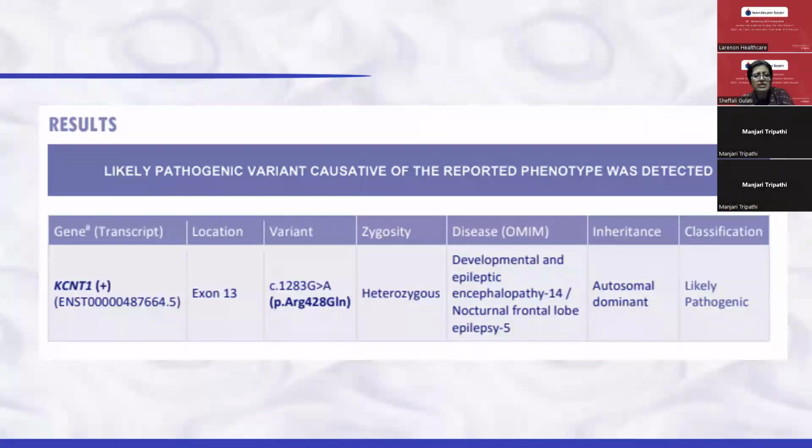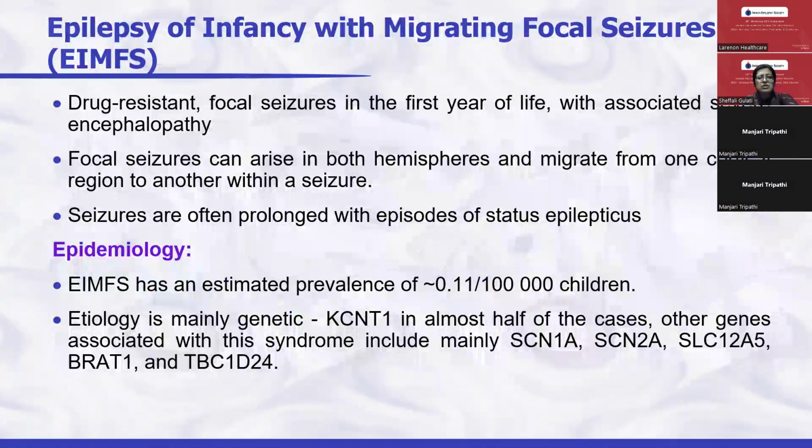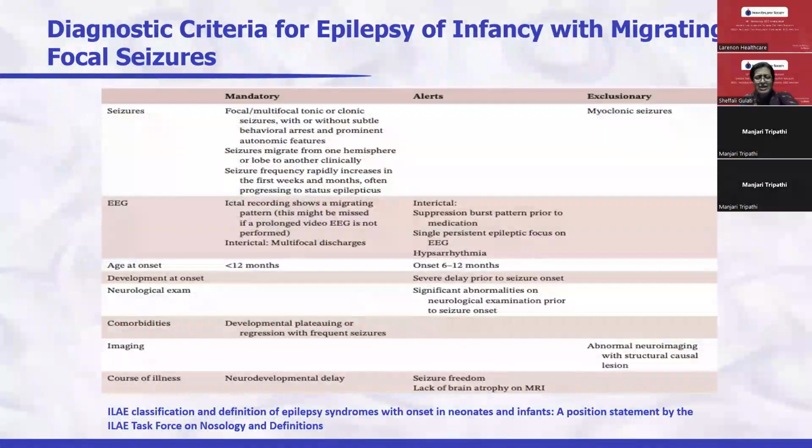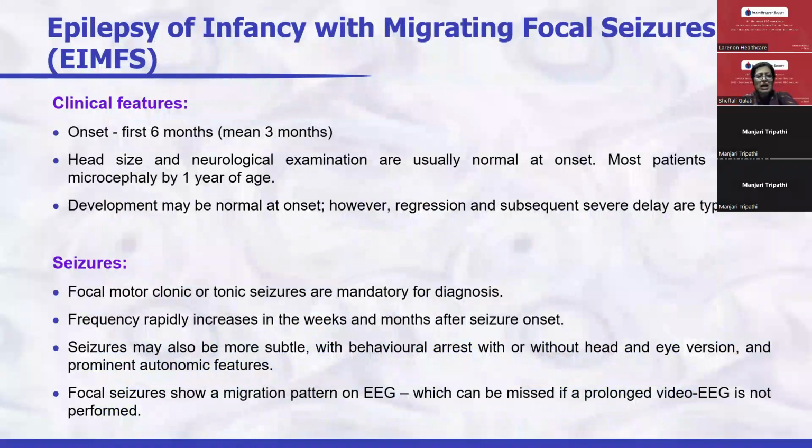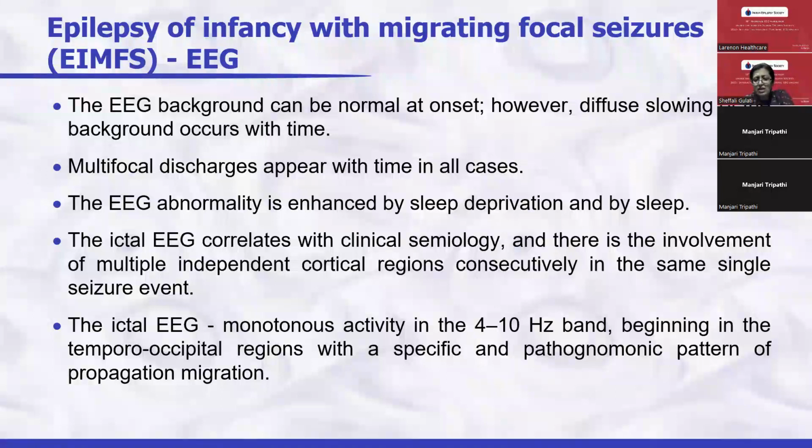KCNT1 was identified on whole exome sequencing. So this was the developmental and epileptic encephalopathy with KCNT1, that is, epilepsy of infancy with migrating focal seizures. We will not go into more detail than that, but you can understand. The video EEG was very classical, and the onset is usually in the first 6 months, and they may have focal motor, tonic, clonic or tonic seizures, which are mandatory for diagnosis. You could see the migratory nature, and the EEG very clearly in this case.